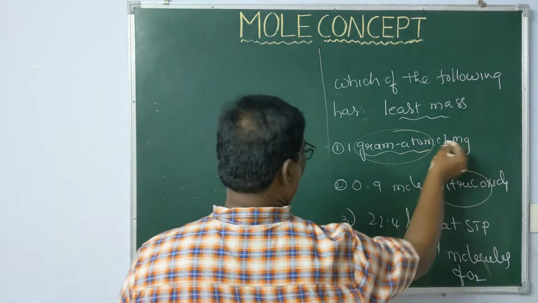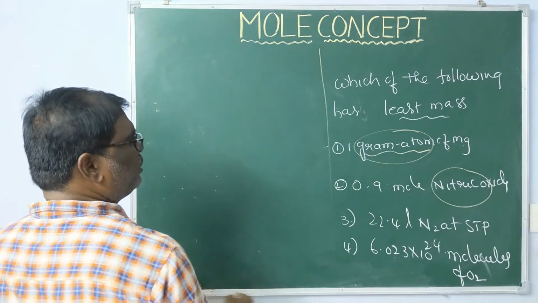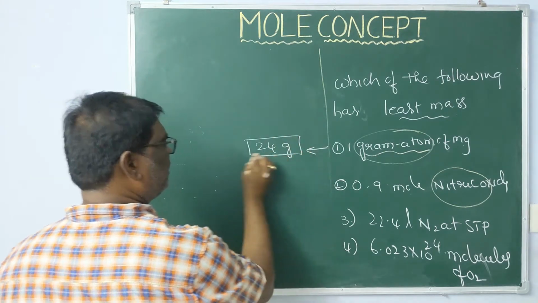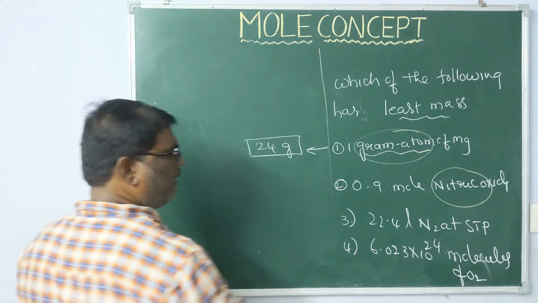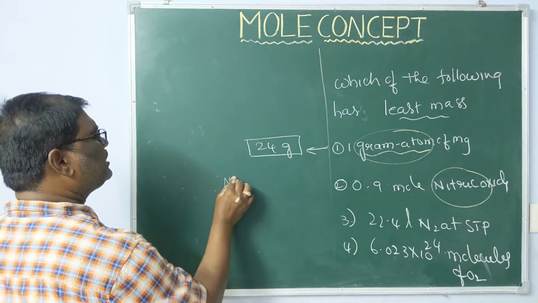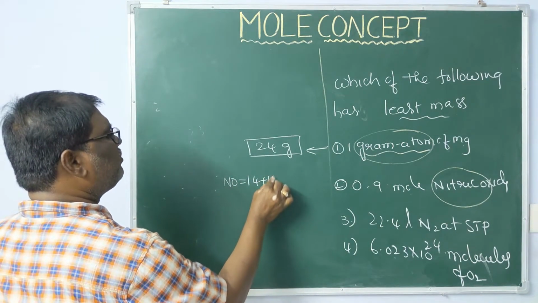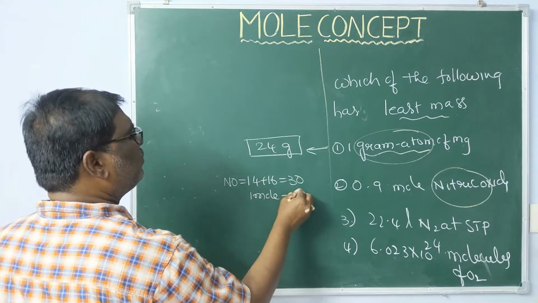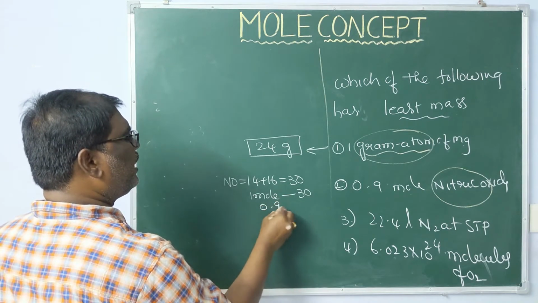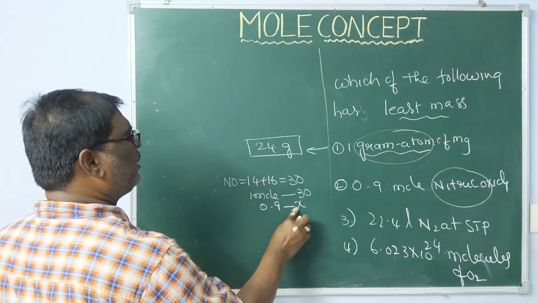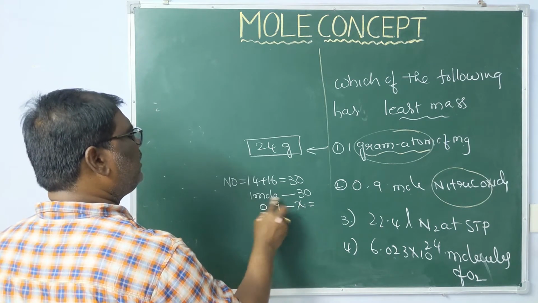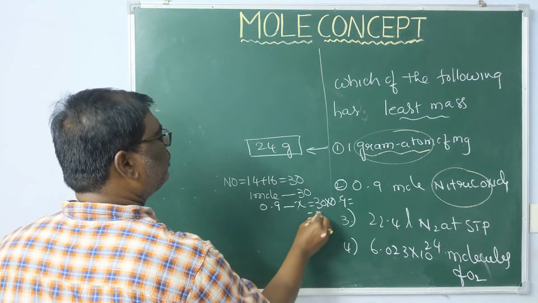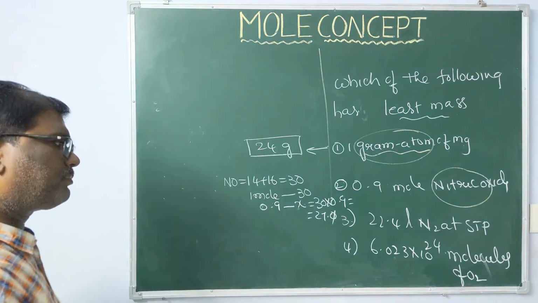1 gram atom of magnesium is nothing but 1 mole magnesium. So 1 mole magnesium is how many grams? 24 grams. This is for the first option. Nitric oxide. Formula of nitric oxide is NO. 14 plus 16 means 30 grams. So 1 mole is 30 grams. 0.9 is how much? On calculation we get x into 1 is equal to 30 into 0.9. Nothing but 27 grams we are getting.